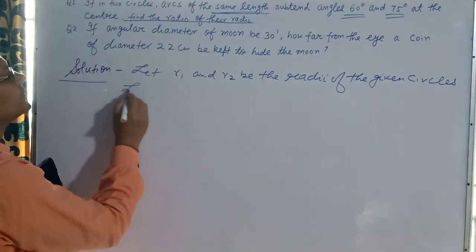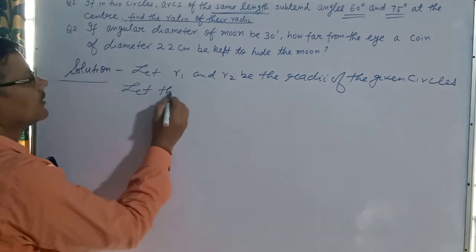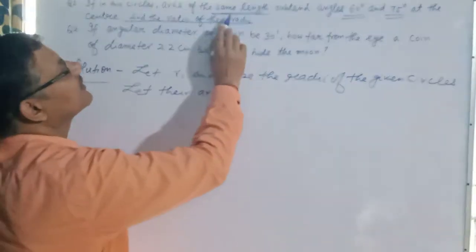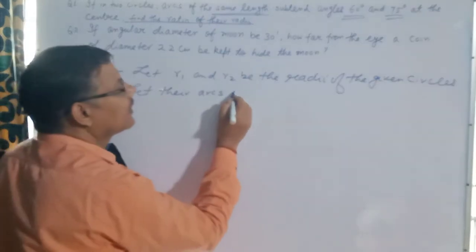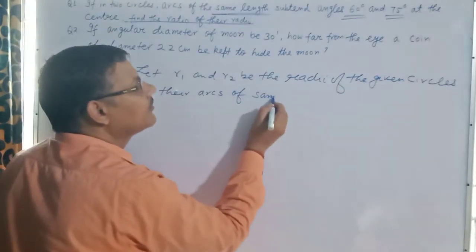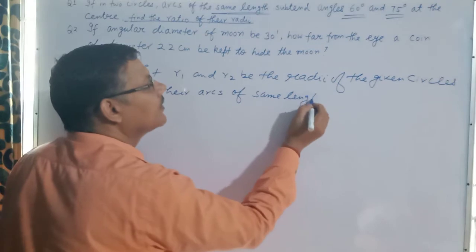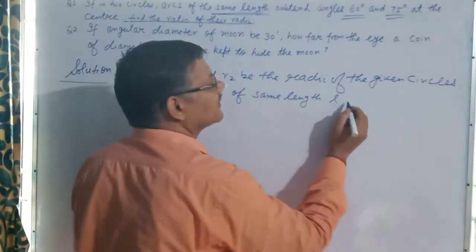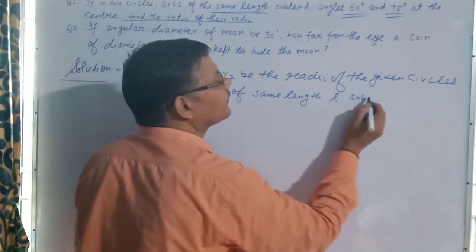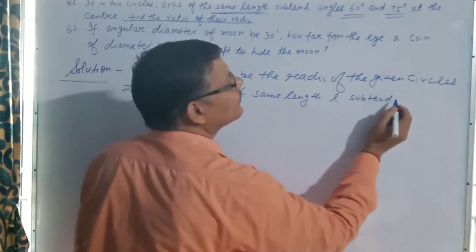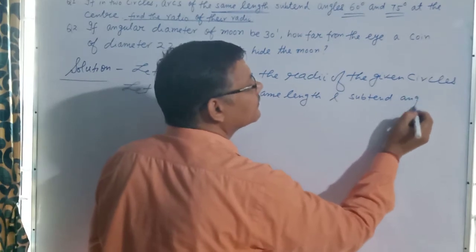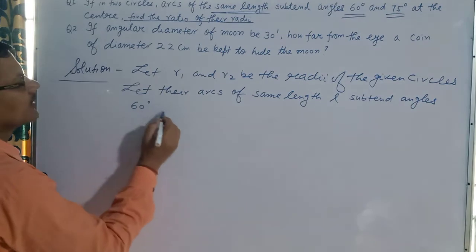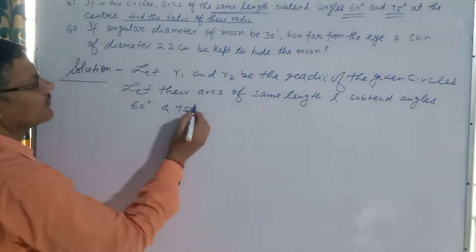Also let their arcs, and about the arcs it is given of the same length. So we write of same length. Better to fix that same length. So we write here L units subtend angles. What angles? 60 degree and 75 degree.